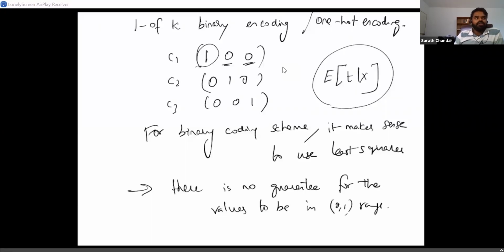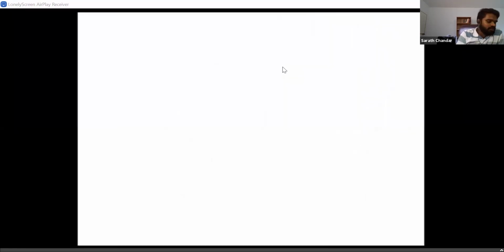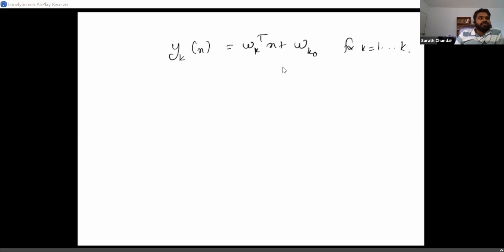Okay, so now this is a problem, right? If you're using least squares for multiple classes, then for each class you're going to have yk of x is equal to wk transpose x plus wk0, for k is equal to 1 to K, right?